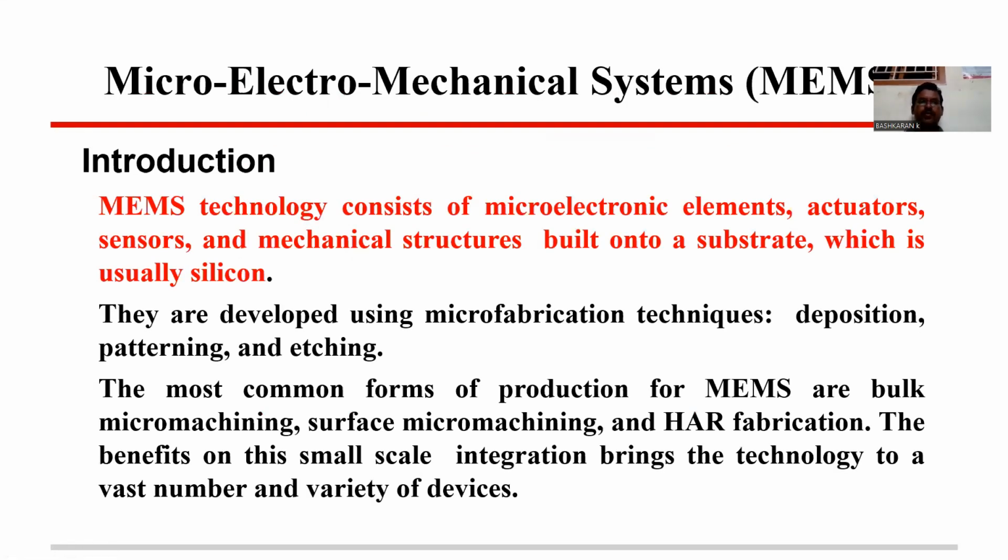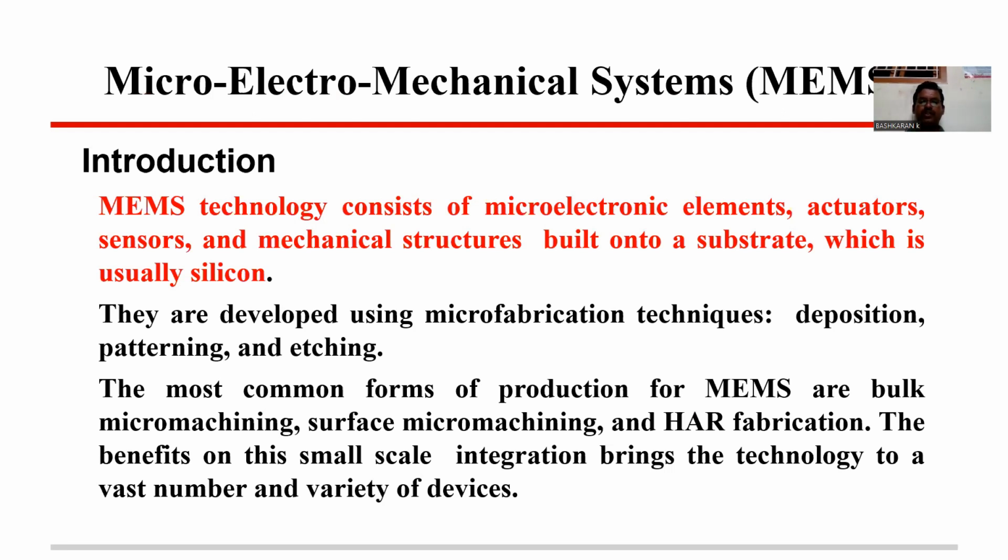MEMS technology consists of microelectronic elements, actuators, sensors, and mechanical structures built onto a substrate, which is usually silicon. They are developed using microfabrication techniques. There are different types of techniques used in MEMS, that is deposition, patterning, and etching. The most common forms of production for MEMS are bulk micromachining, surface micromachining, and high aspect ratio, that means HAR fabrication.